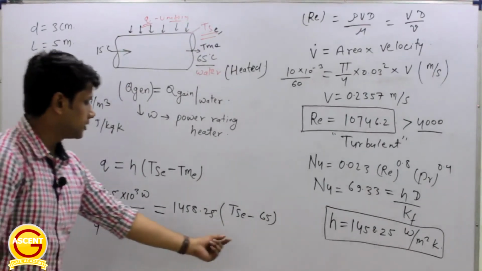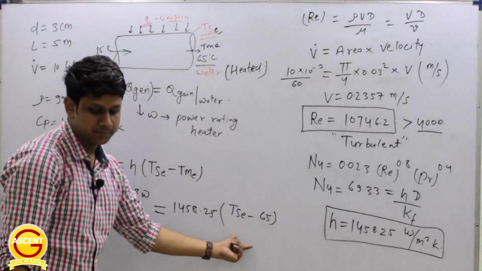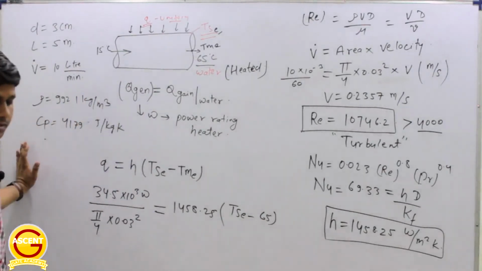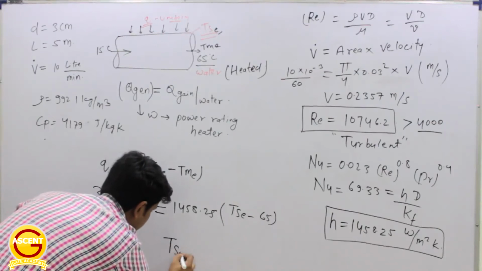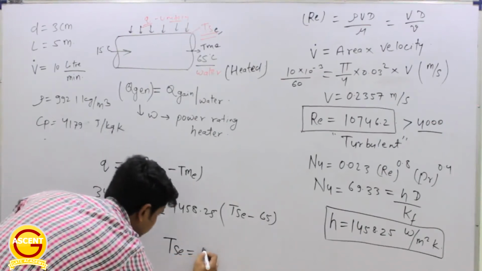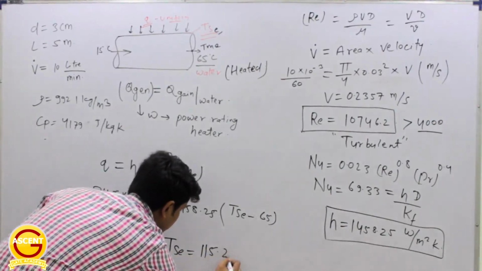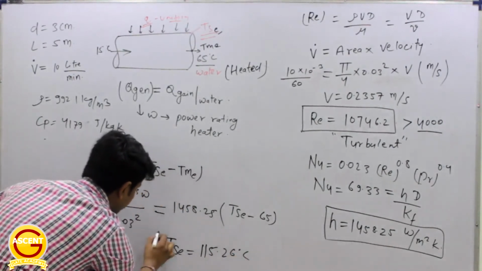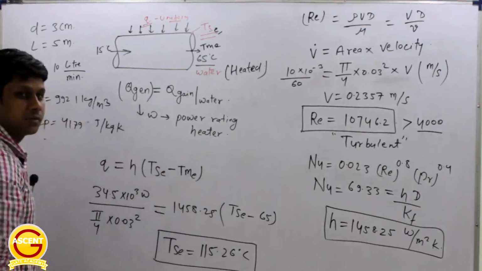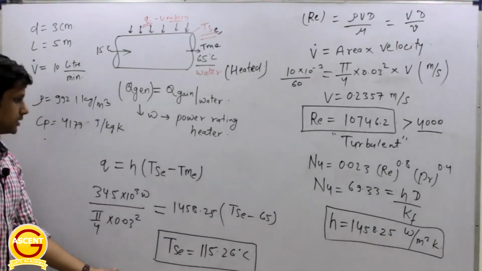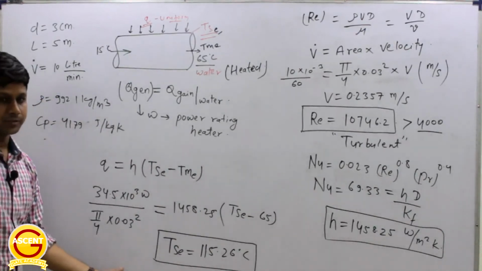Now there is only one unknown, the surface temperature at exit. So calculate this and you will get 115.26. Okay, so the surface temperature at exit is 115.26 degrees Celsius. So this is our final answer. So this is how you solve the problems of convection.